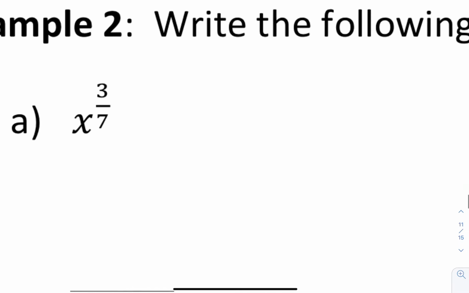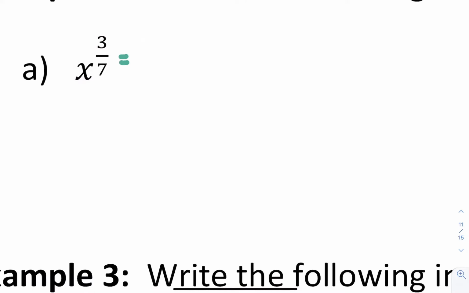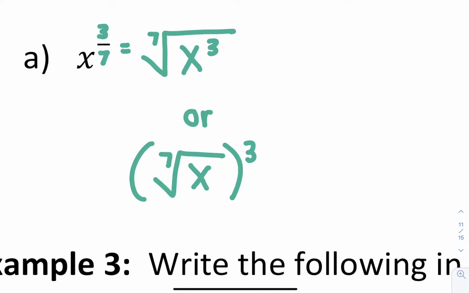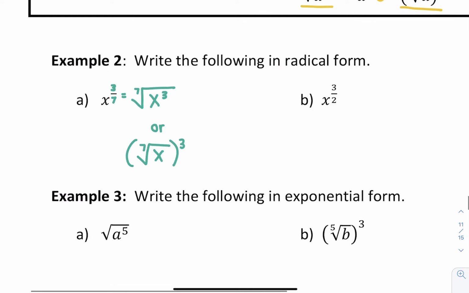If I have x to the 3/4, what I'm going to do is rewrite this. So I wrote 3 and then 4, so now I'm going to do the 4th root of x cubed. Or I could do the 4th root of x and cube the whole thing. Both of these are equivalent. So all I'm doing is rewriting. I'm not actually changing anything.